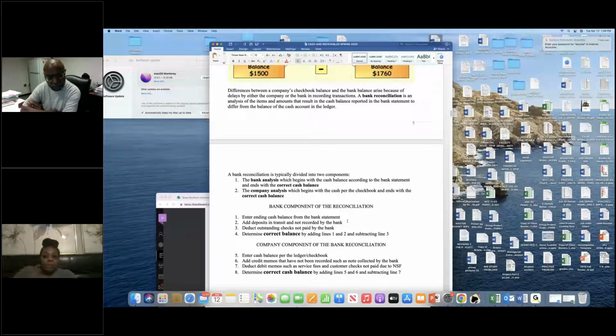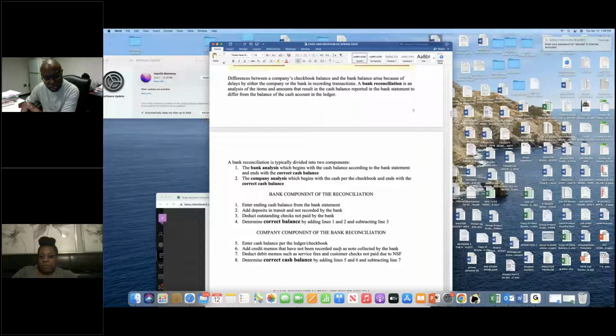With the company, we do the same thing. We enter the cash balance per the ledger. We add credits that have been recorded and deduct debits that have been deducted by the bank. And both these correct balances have to be the same. As we are reconciling the bank statement to a correct balance, we're reconciling the company's records to a correct balance. So that's what we always try to do.